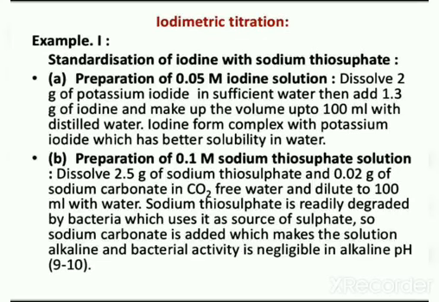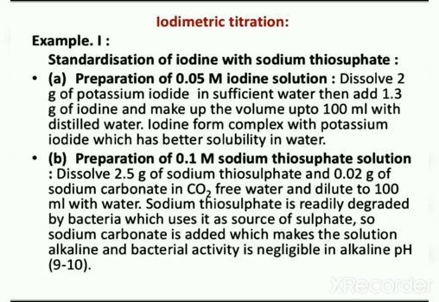This is an example of iodimetric titration, that is, standardization of iodine with sodium thiosulfate. First, we prepare a 0.05 molar iodine solution. To prepare this, 2 gram of potassium iodide is dissolved in sufficient water. Then 1.3 gram of iodine is added, and the volume is made up to 100 ml with distilled water. The iodine forms a complex with potassium iodide, which has better solubility in water.